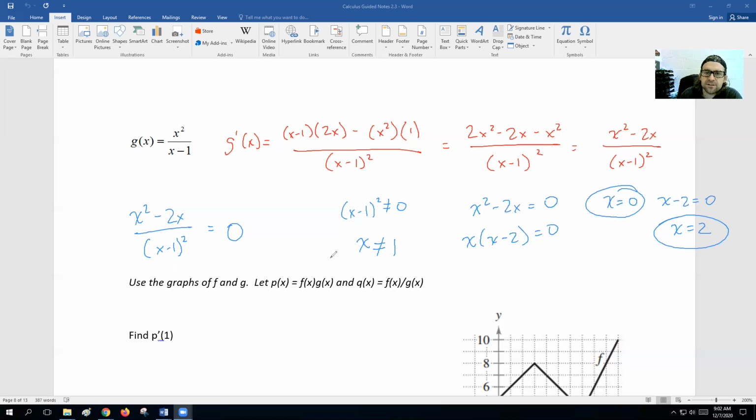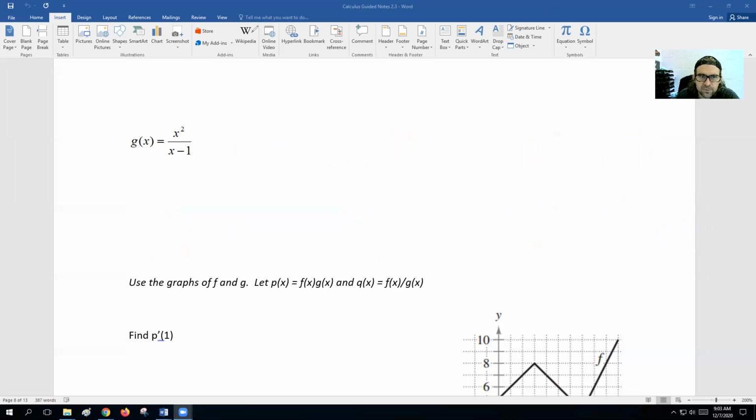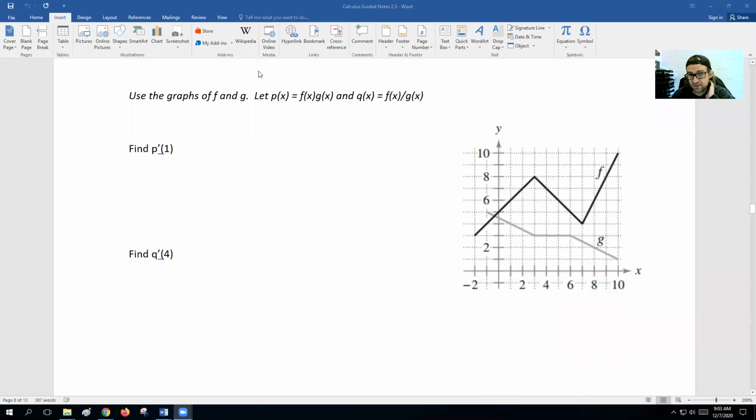Okay, next we're going to do a couple different things here just to practice our skills, making sure we understand the quotient rule and the product rule. If you remember, we would look at graphs and determine what f prime of x is. We're going to do the same thing here, but we have P prime of 1 and Q prime of 4, and we have the graphs F and G.